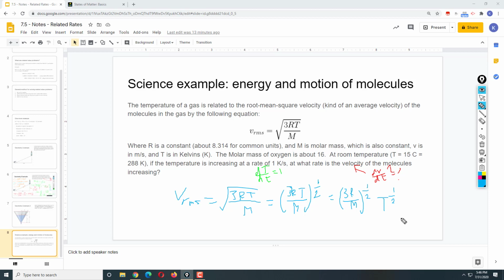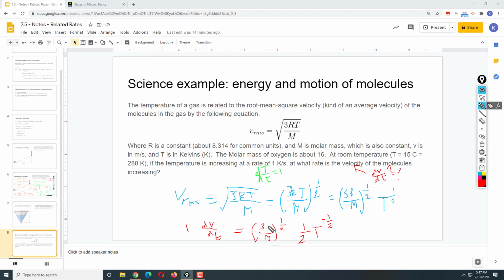Now we can take our derivative, step 2, take the derivative of both sides. So the derivative of V is 1 times dV over dt, little t for time, equals our constant, 3R over M to the 1/2 power, times the derivative of T to the 1/2 power. By the power rule, that's 1/2 big T to the negative 1/2 power. That should be an R.